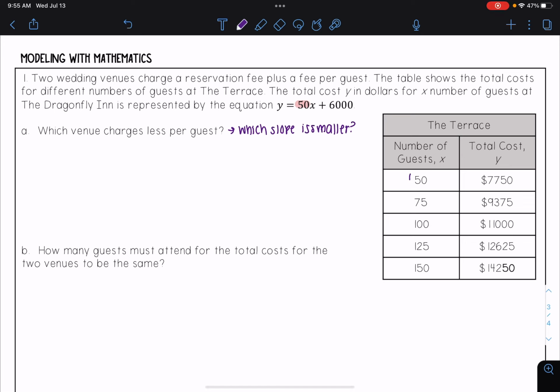And remember, when we're looking at a table, we're basically given several different points on that line. So that means I have the point, for instance, 50, 7750. I have another point, 75, 9375, and so on. So I want to use those two. I'm going to pick 2 of these points and use that to find the slope of the terrace. So I'm just going to go ahead and choose the first 2 points. So I have the first point, 50, 7750, and then 75, 9375.